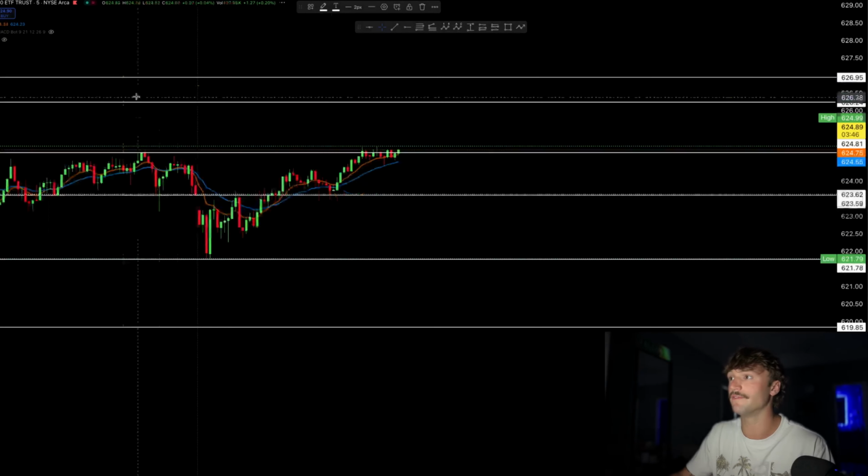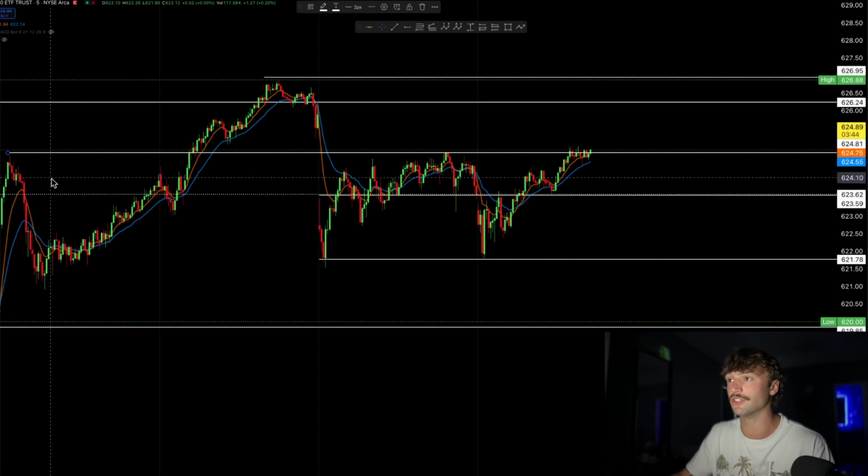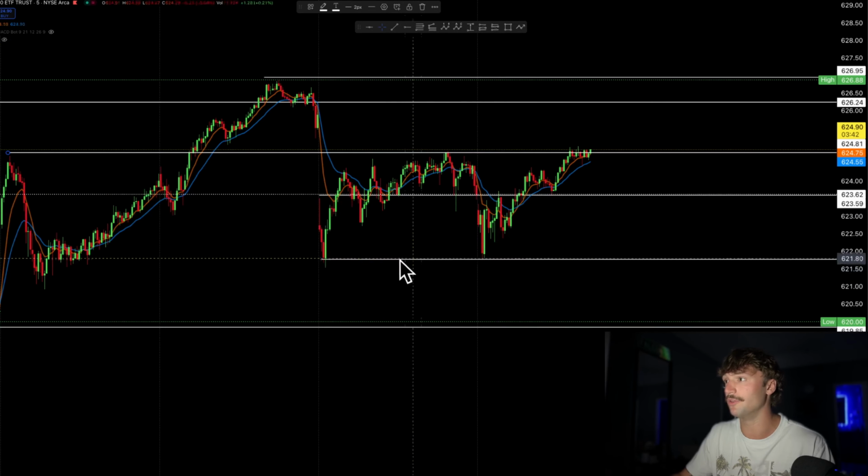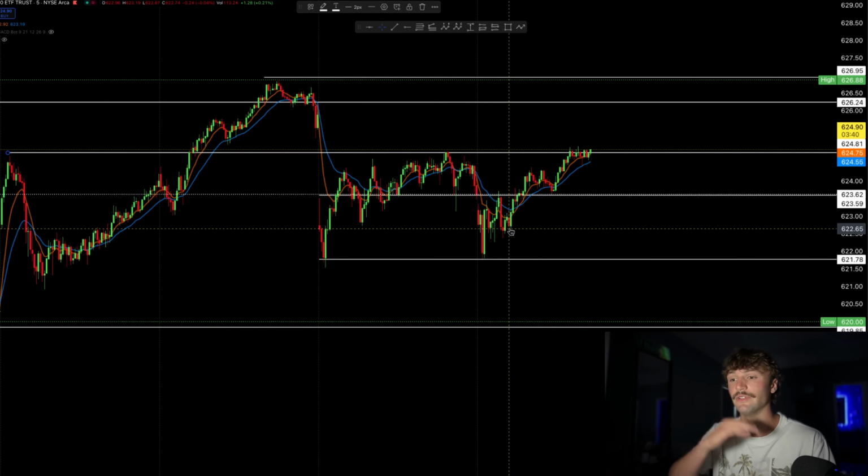As I go over to the 5 minute here, you can see that we are trading in this range right here, where we have our low down here, a high up here, and it gets even more precise in our support and resistance lines.